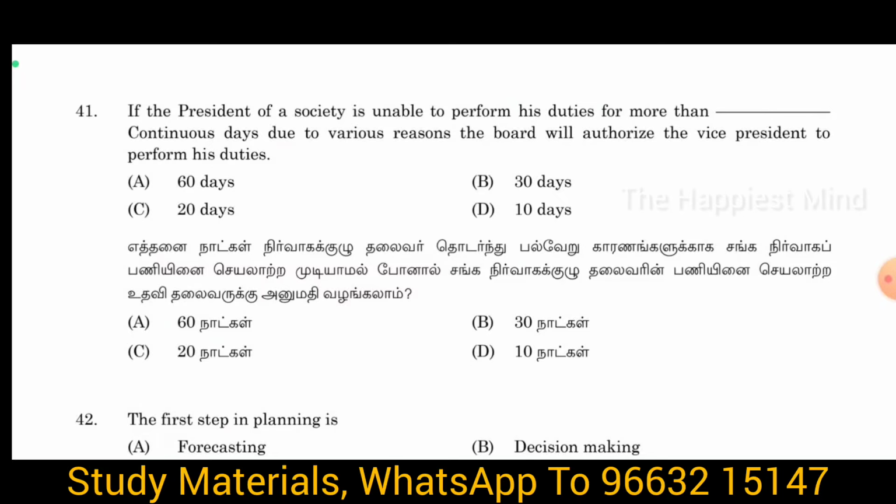Let's talk about questions. Question 41. If the president of a society is unable to perform his duties for more than dash continuous days due to various reasons, the board will authorize the vice president to perform his duties. So, the answer is option D, 10 days.